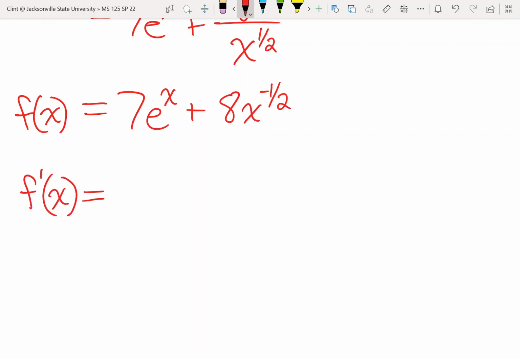So what's our derivative? 7 e to the x is a little weird. But remember, 7 is just a constant, so we've got that constant multiple rule. We can just worry about the constant at the end. So the derivative of e to the x is e to the x, and then times 7, so 7 e to the x. So look at that, e to the x, even if you have a coefficient in front of it, it just stays.